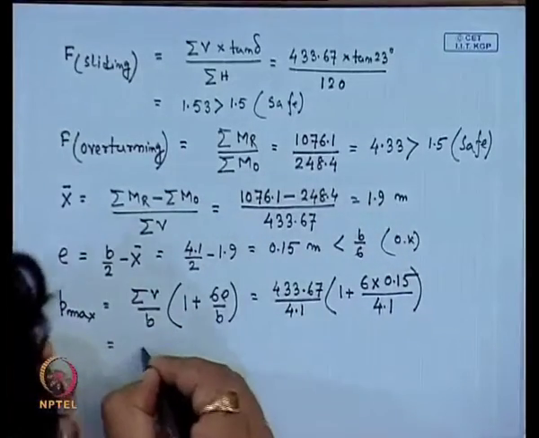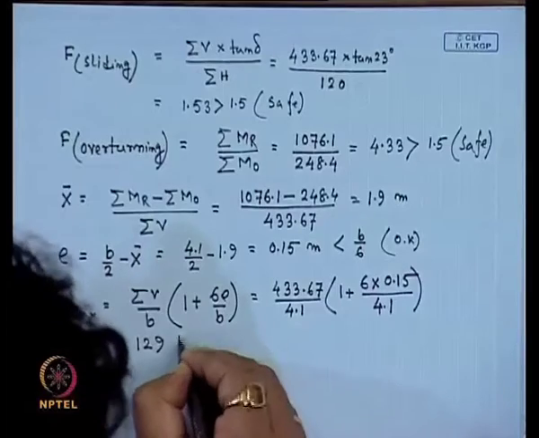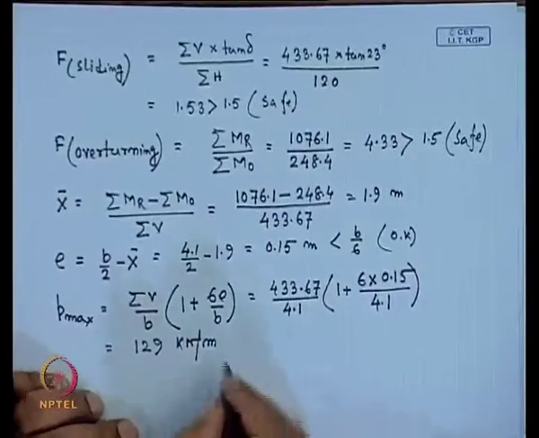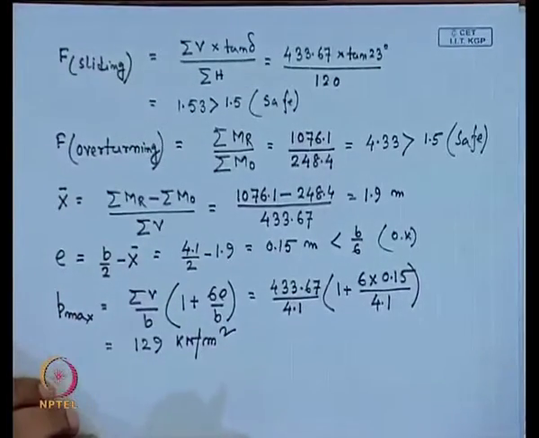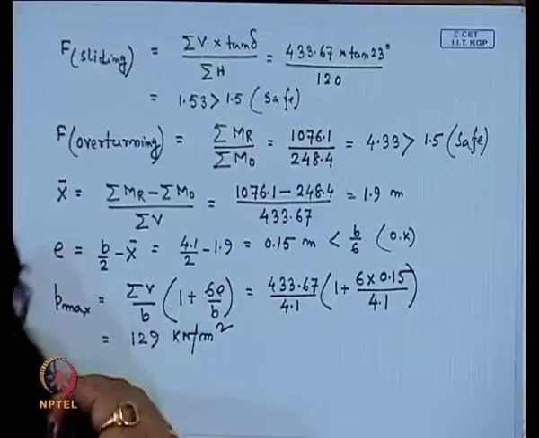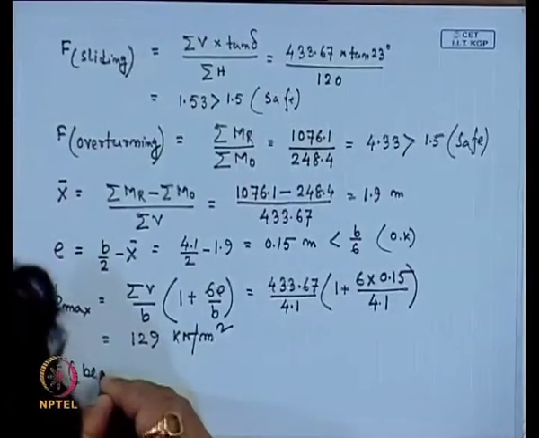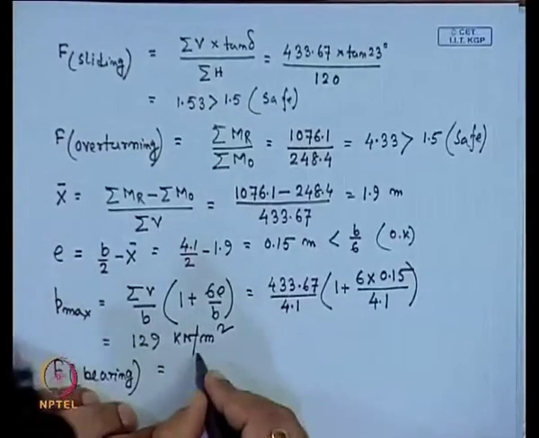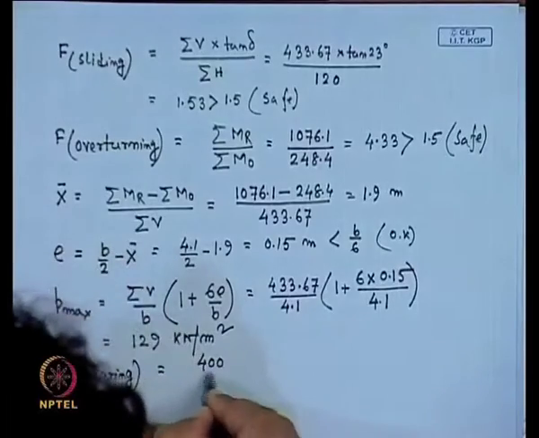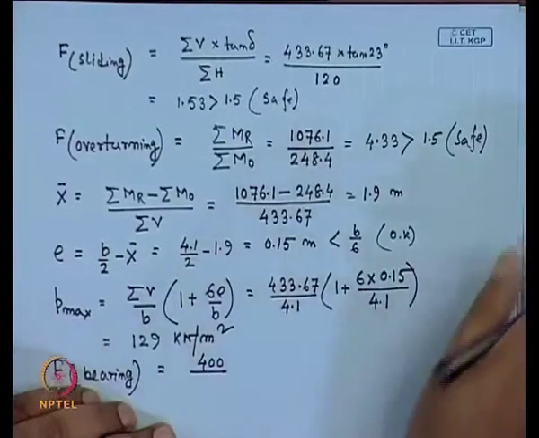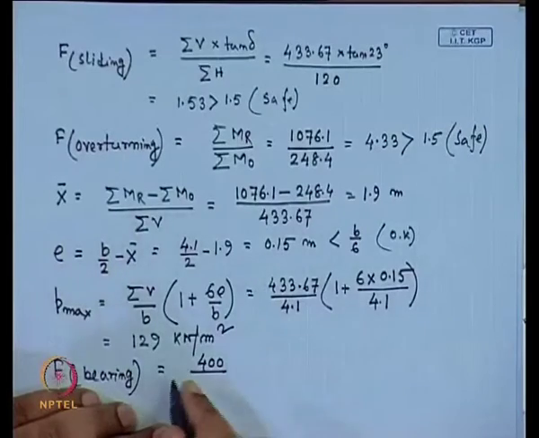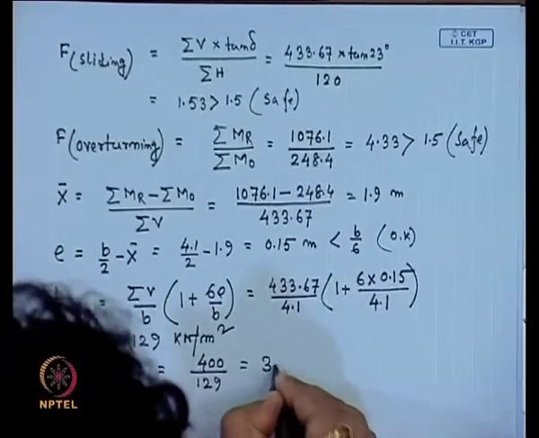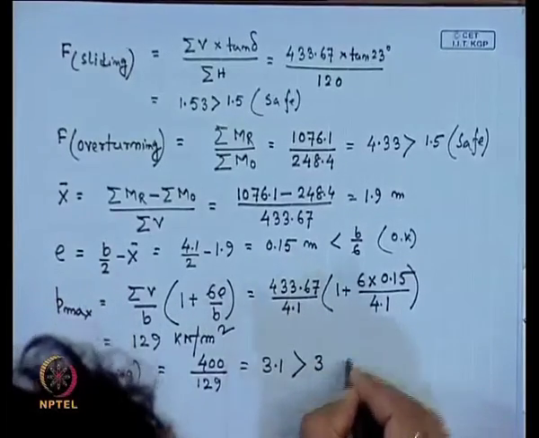So, this P max value is 129 kilonewton per meter square. So, now the factor of safety for the bearing is the allowable pressure, that is 400 kilonewton per meter square, divided by this bearing pressure, 129. So, that value is 3.1, which is greater than 3. So, safe.